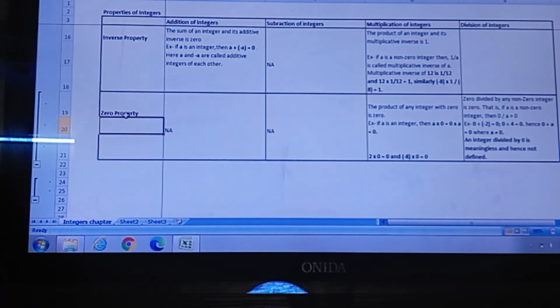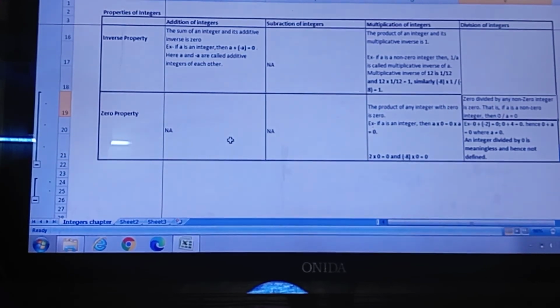Moving on to the zero property. The zero property is applicable only for multiplication and division. The product of an integer with 0 is always 0. If a is an integer, then a into 0 and 0 into a are the same, and the answer would be 0. So 2 into 0 is equal to 0, or 8 into 0 will still be 0.